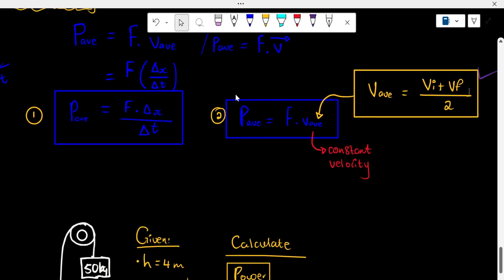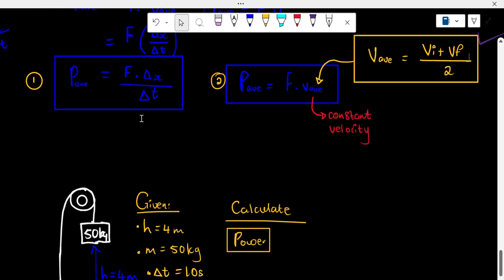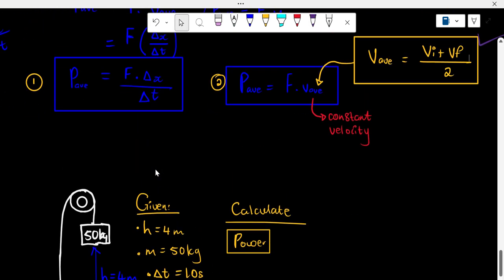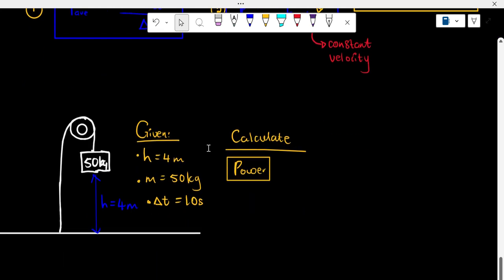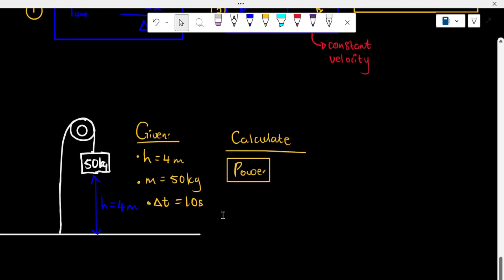But if you're looking at equation 1, I do have the change in position. That's my height of 4 meters. I do have the change in time, which is 10 seconds. So of course, by now you can already see that this is an equation that is proper for me to use. Okay, so now we have the following.